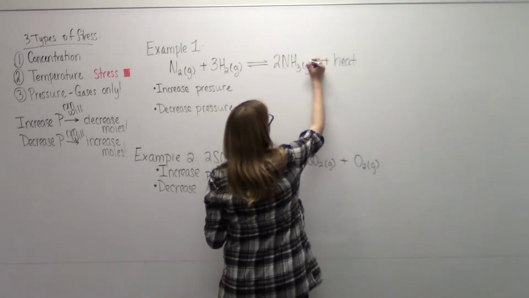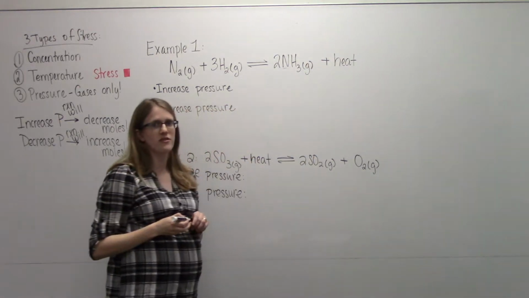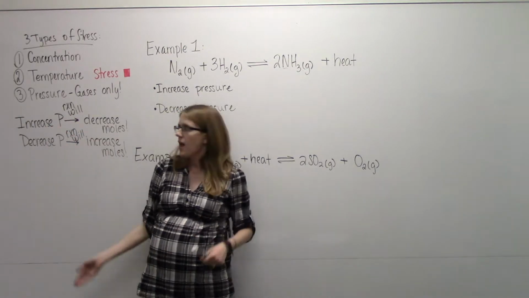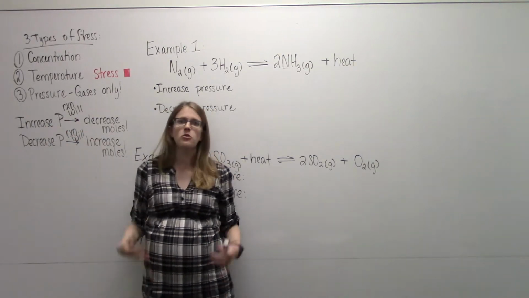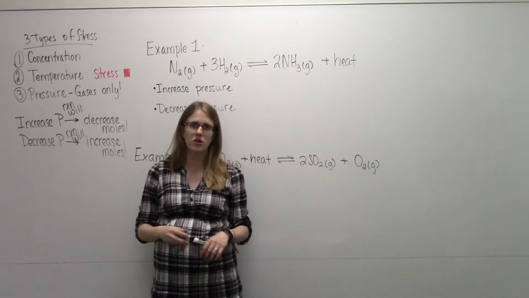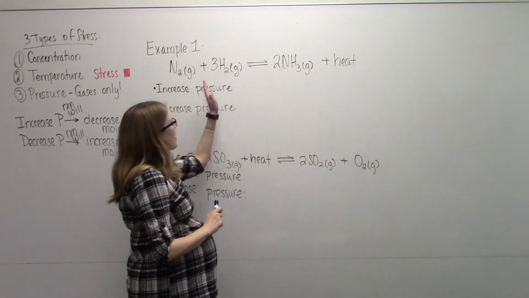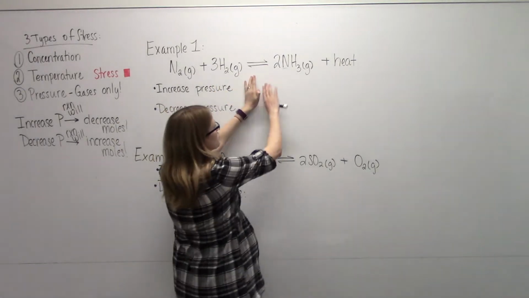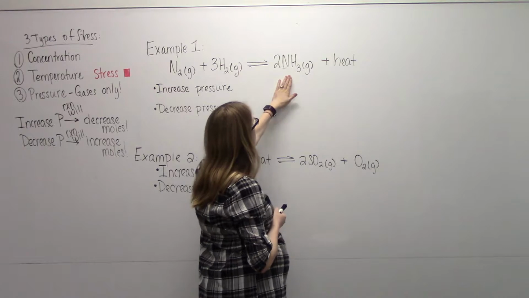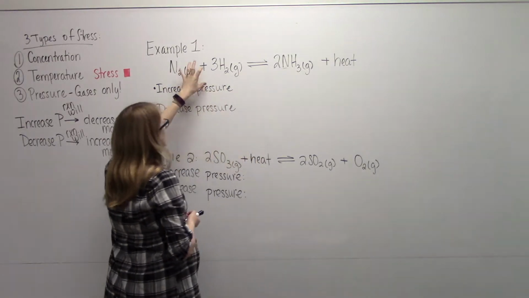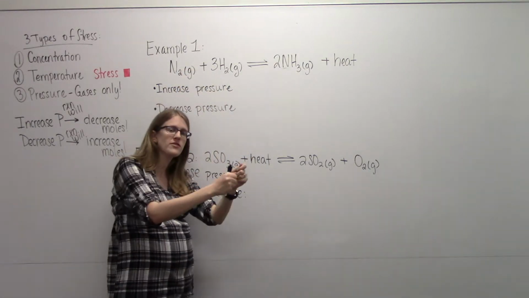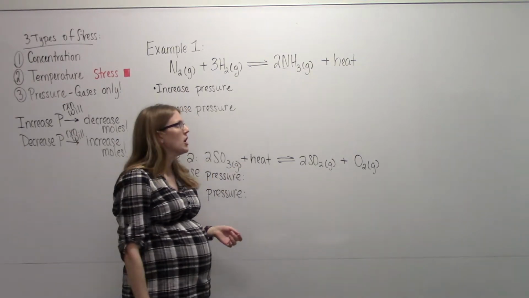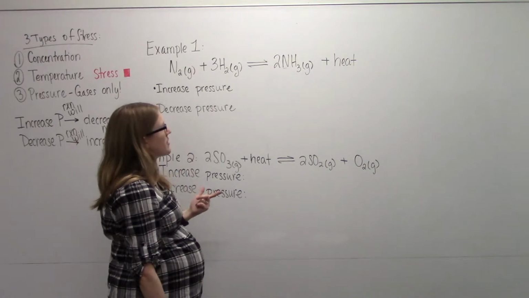Okay. So let's think about it. If you increase the pressure of a system, would you agree that the system would want to decrease the pressure? And if you decrease the pressure, the system's going to work really hard to increase the pressure. The way it's going to do that is by shifting the reaction. It's either going to shift to the right and produce more products, or it's going to shift to the left and produce more reactants. Remember, the direction of the shift is the side that's increasing as a result of the stress.